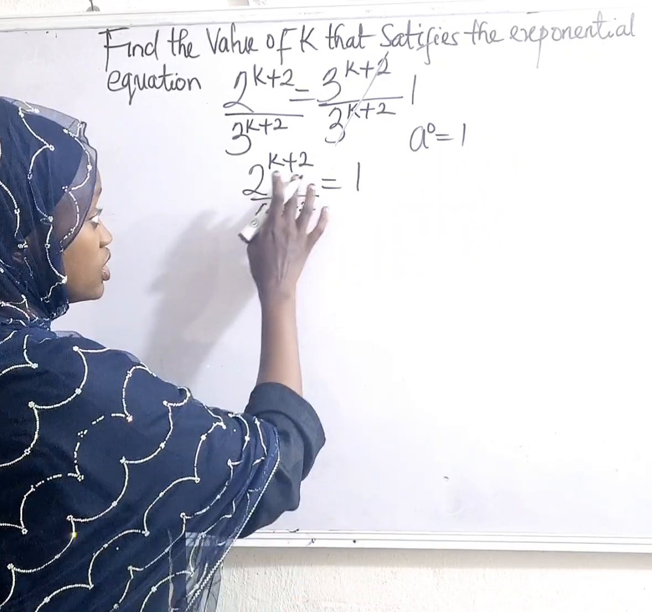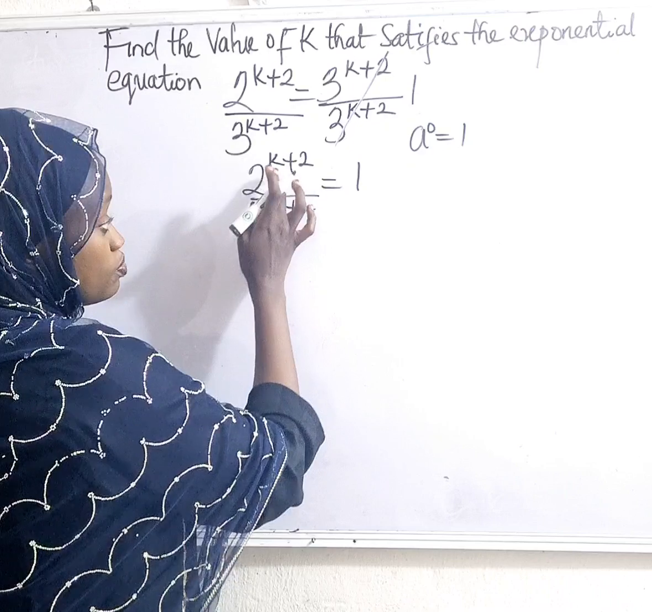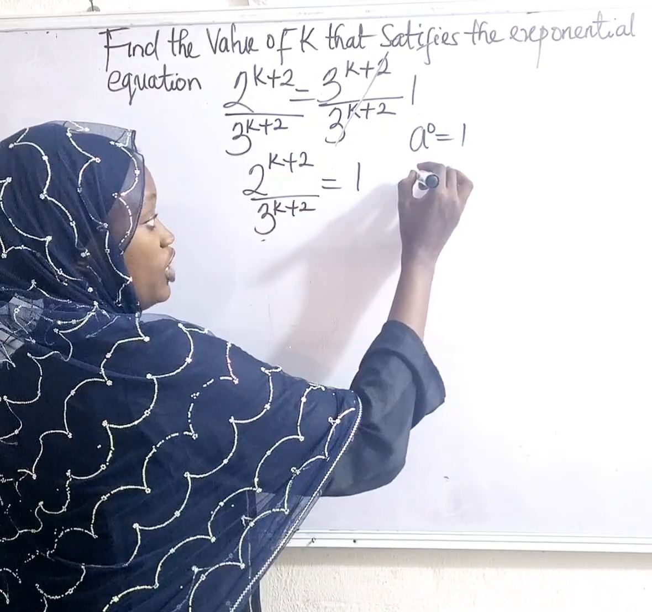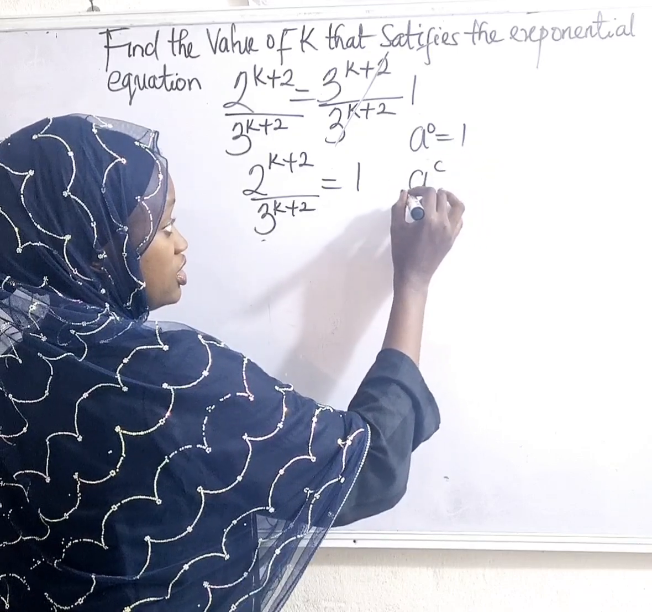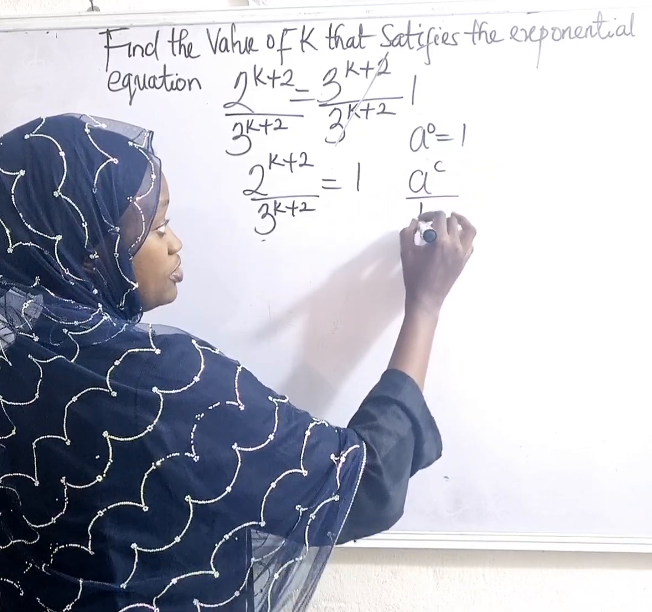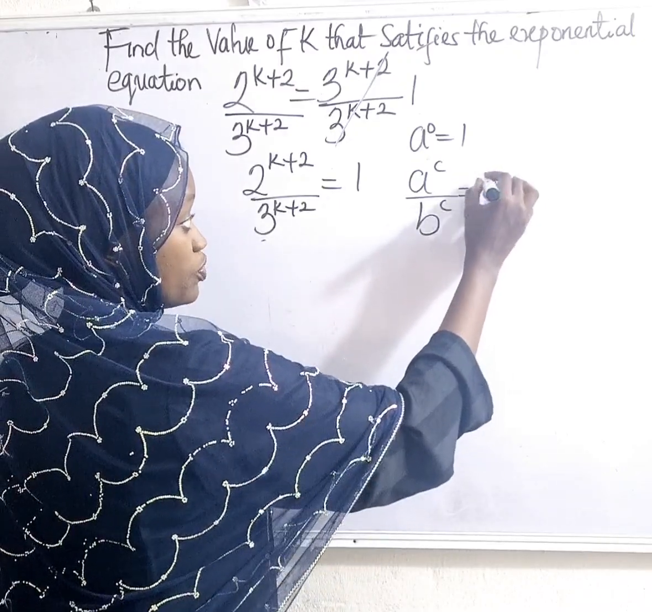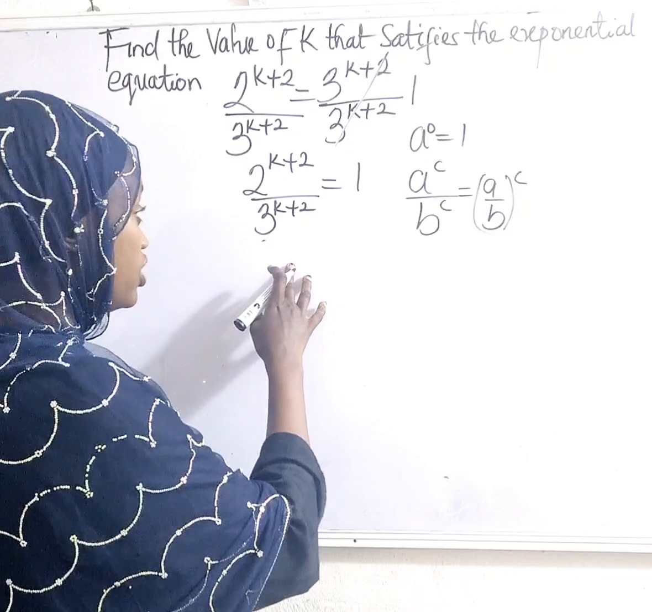Now on the left hand side, we have 2 to the power of k plus 2 over 3 to the power of k plus 2. If you have a to the power of, let's say, c, divided by b to the power of c, you can see the powers are the same, right? This can also be written as a over b to the power of c. So we're applying the same rule here.